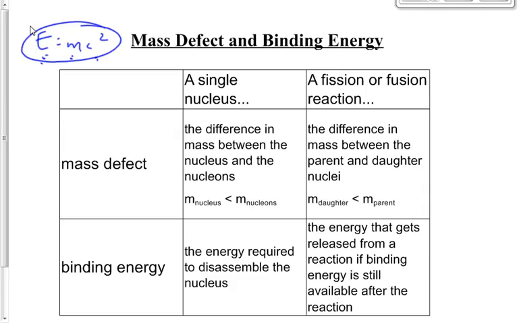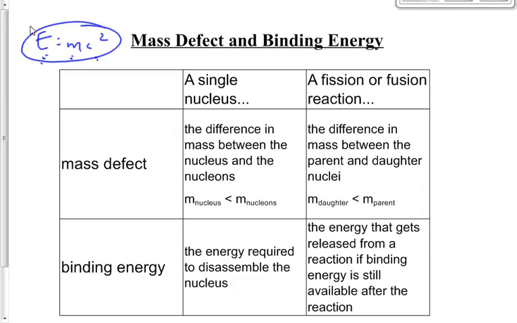Now, how does that manifest itself in a fission or fusion reaction? Well, when we have a reaction, we lose a little bit of mass. The reactants, or we should really call them the parent nuclei, started with a certain amount of mass, but the daughter nuclei weigh less, just a little bit less, but still less. We call that mass defect.